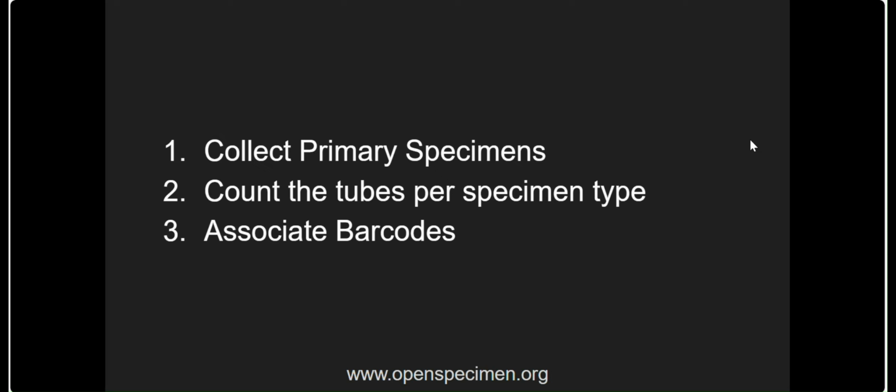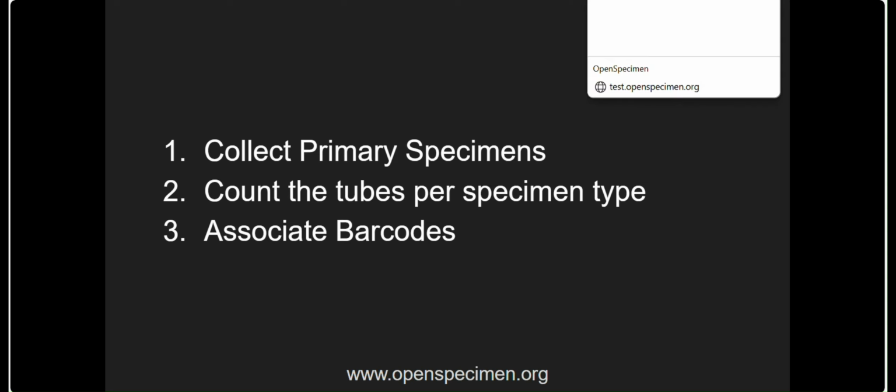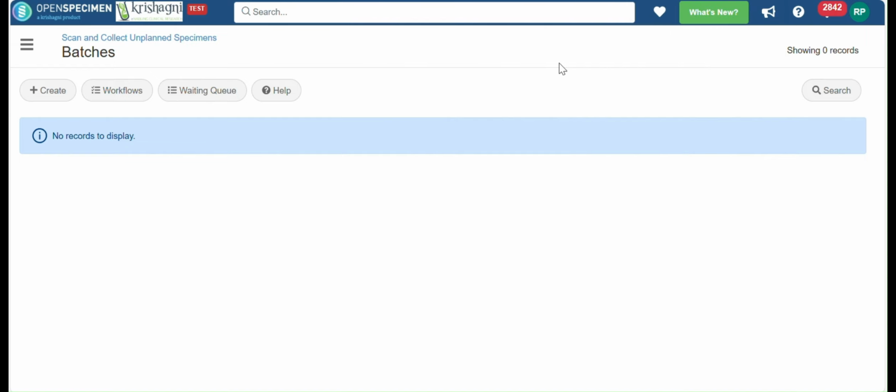Typically, there is a standard workflow where you collect the primary specimen. From the primary specimen, whatever type of derivatives or aliquots you are creating, users will manually count these tubes. So I am creating, let's say, 10 plasmas, 10 serums, and 10 PBMCs. They will typically count and enter the count and then associate the barcodes. So I will quickly demo how it looks in OpenSpecimen.